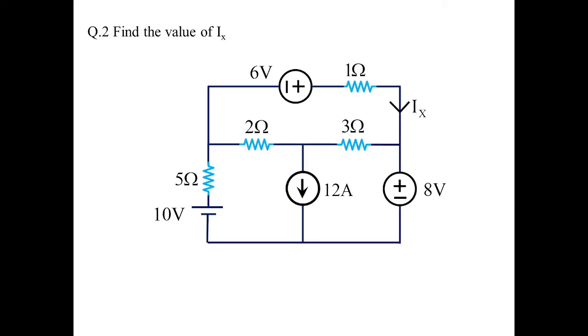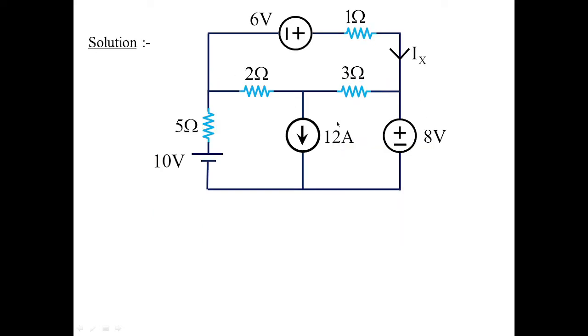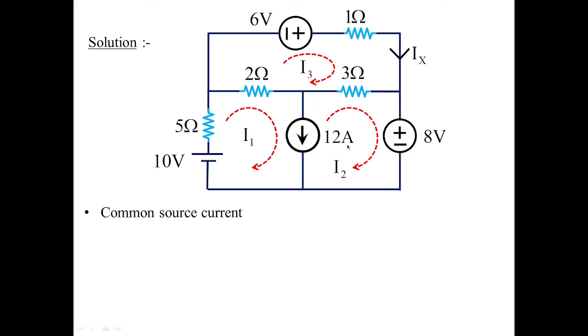Let us go with another example. We need to find the value of Ix. Ix is the branch current which is flowing in the 6 volts source in series with 1 ohm. For this we are going to apply three loop currents I1, I2, I3, and we have to take the common source current. 12 amperes is being shared by loop 1 as well as loop 2. So unlike the previous problem, I1 minus I2 is equal to 12 amperes. This is the main equation of the current which is shared by the two loops.